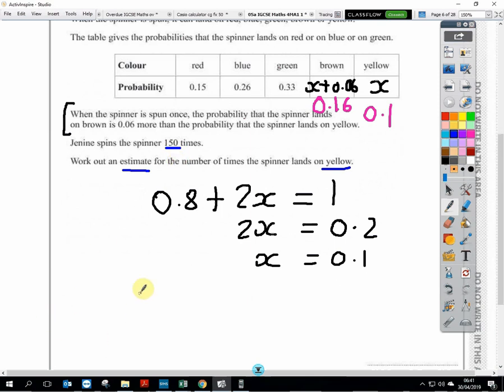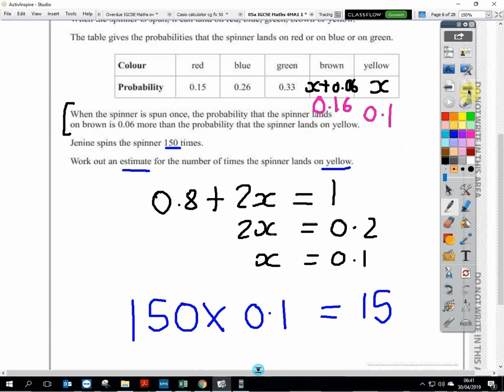So when you're estimating with probability, you take the number of times and you multiply it by the probability that it lands on that colour. So the probability it lands on yellow is 0.1. 150 times 0.1 gives us 15. 15 is the final answer to the question.